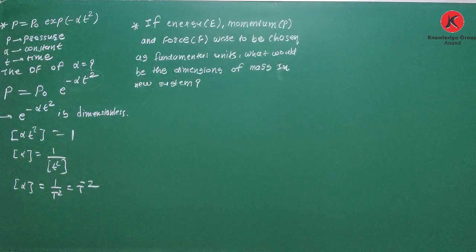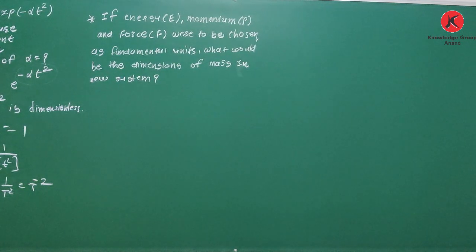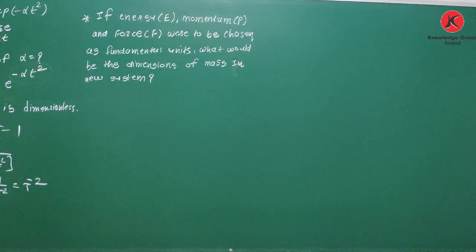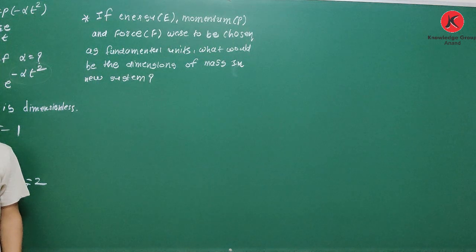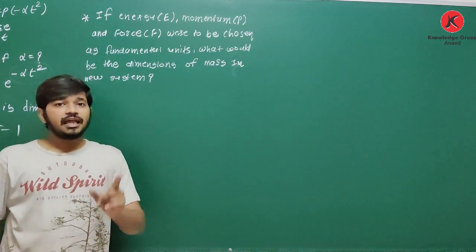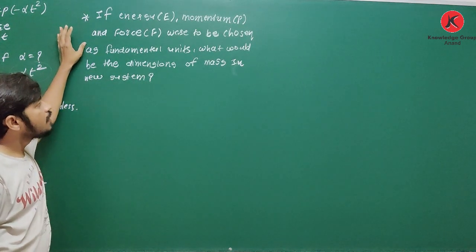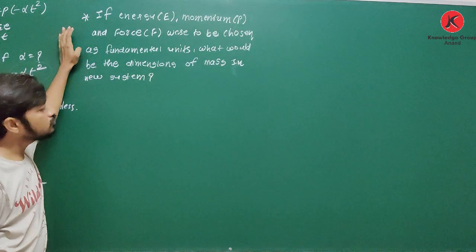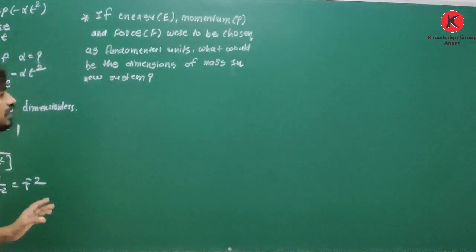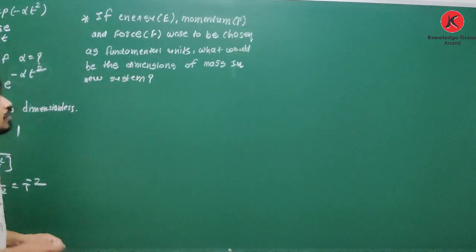Now next question. If energy E, momentum P and force F were to be chosen as fundamental units, what would be the dimensions of mass in a new system? You know the dimensional formula of mass, that is M1, L0, T0. But your question is, if energy, momentum and force were chosen as fundamental units, then what would be the dimensions of mass in the new system? You can solve this question with the help of the second application. Now, how to solve this question?